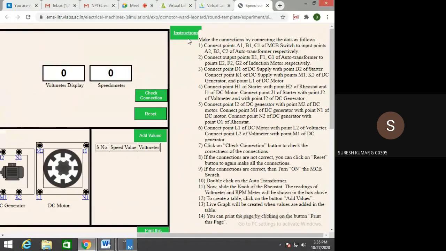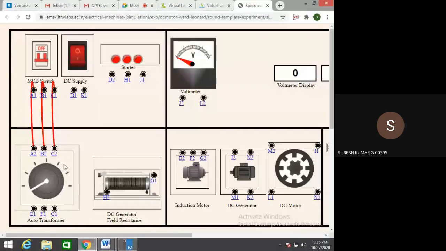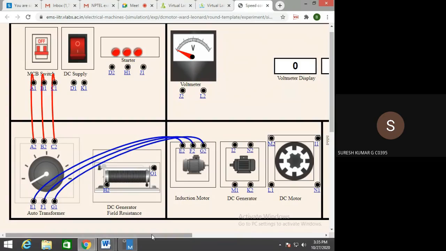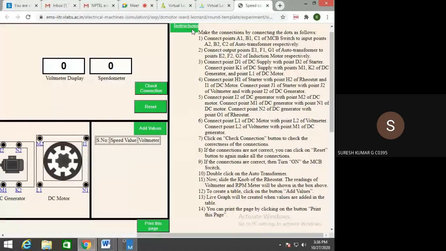Next point, connect output points E1, F1, G1 to E2, F2, G2. Clear? Third point, D1 of the DC supply with D2 of the starter.